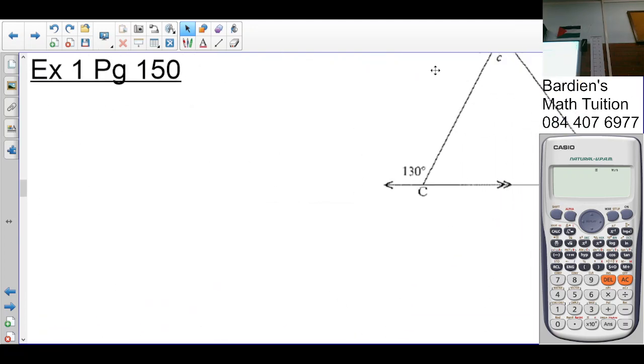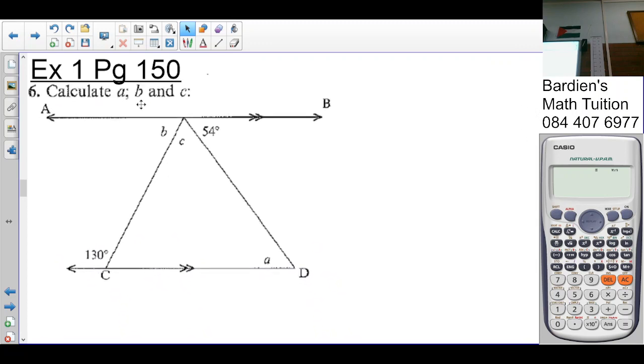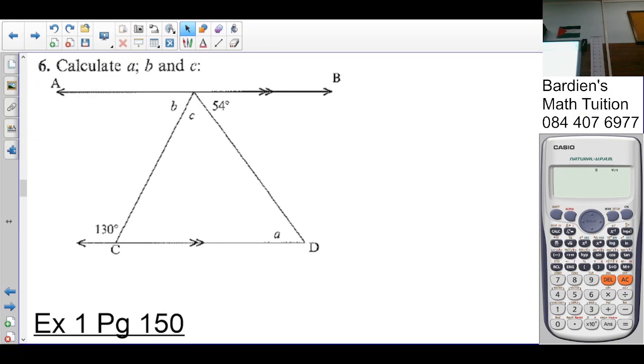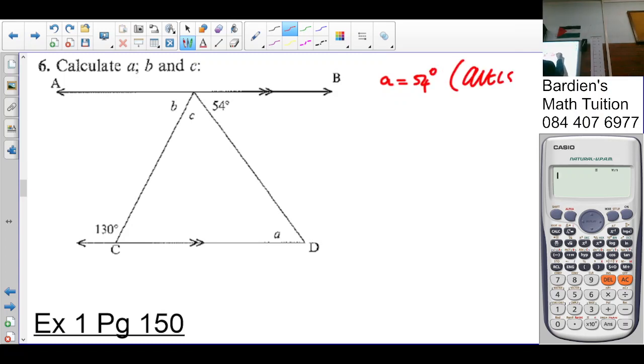Okay, number 6. Calculate A, B, and C. So I can calculate A. Why? Alternate angles. You will see the Z there. Okay? It's alternate angles. So A is equal, alternate angles with AB being parallel.